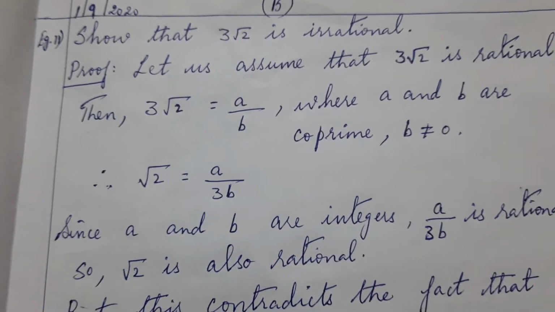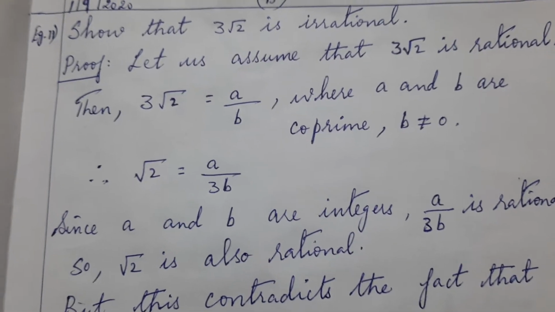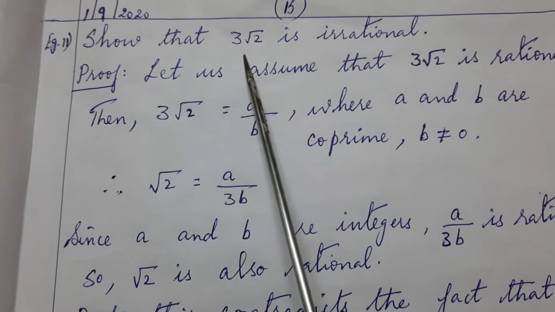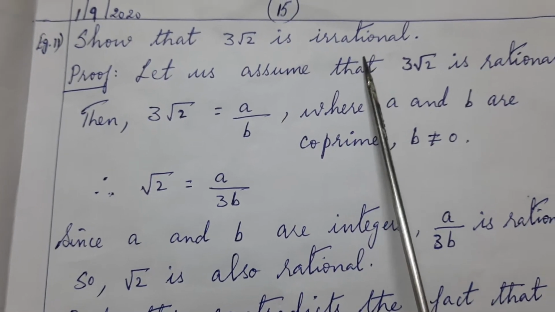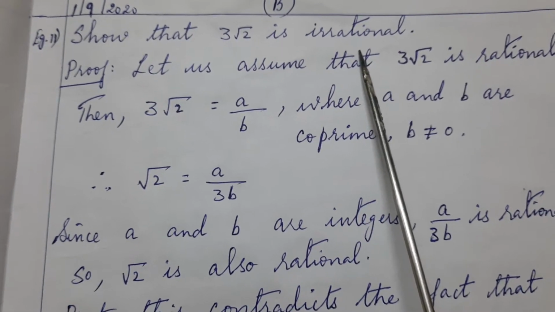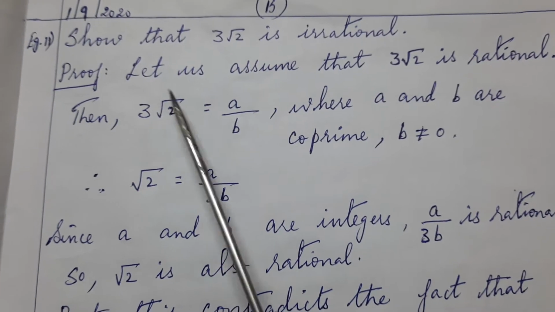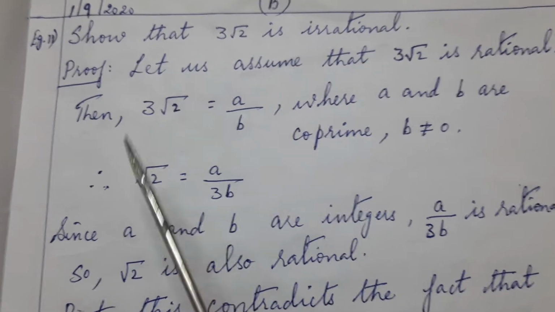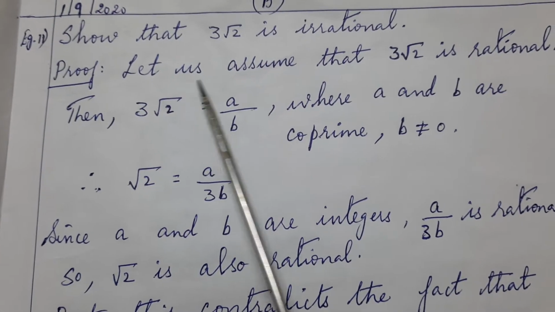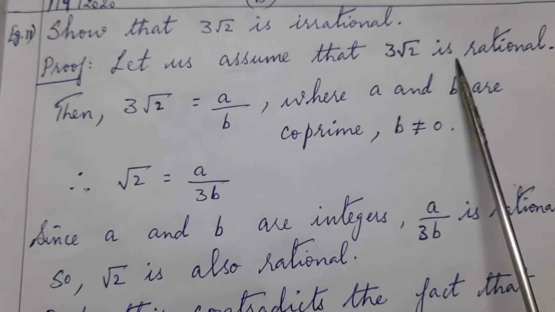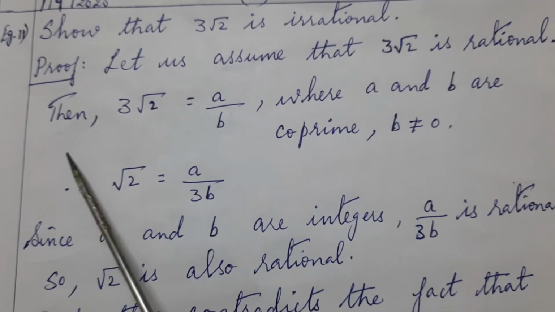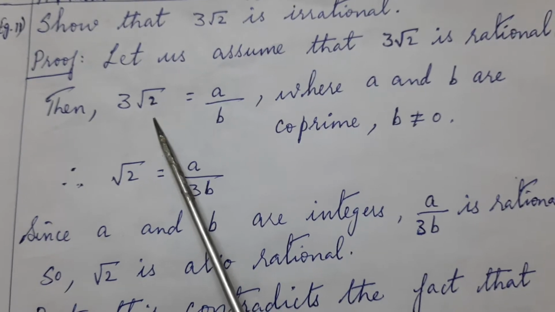Dear children, today we are going to solve example 11. Show that 3 root 2 is irrational. As we have done in the previous problems, in the same way we have to assume the given one as a rational number. The proof is: let us assume that 3 root 2 is a rational number. If it is a rational number, then it should be of the form p by q.